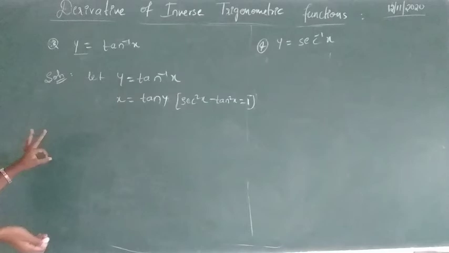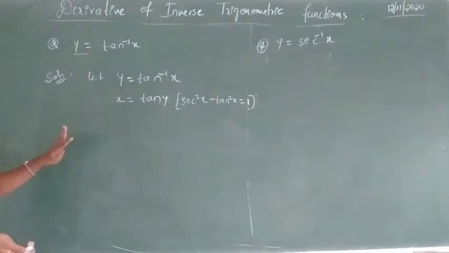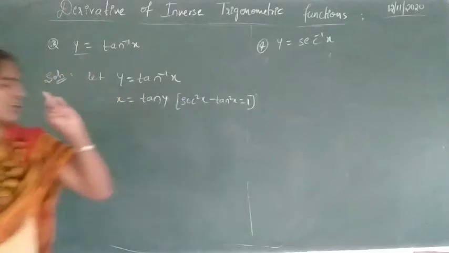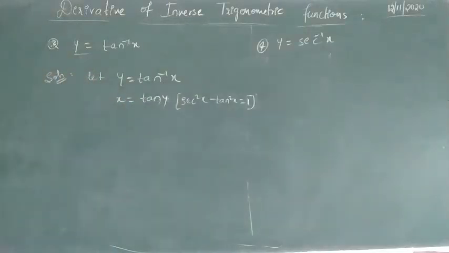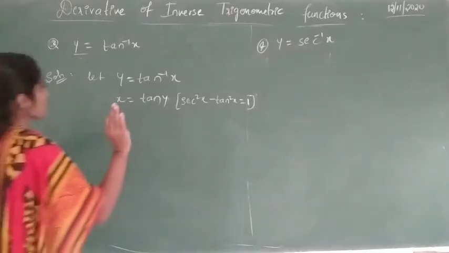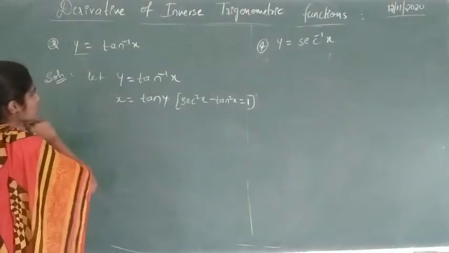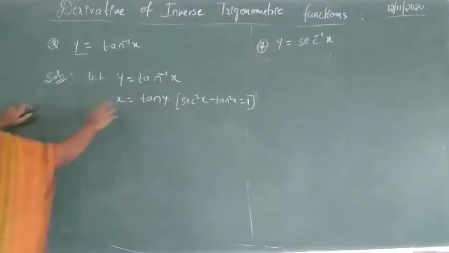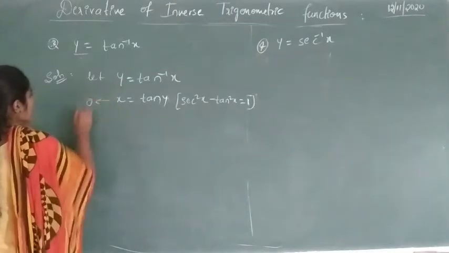So there are three trigonometric identities. Sin square theta plus cos square theta is equal to 1. Secant square theta minus tan square theta is equal to 1, and cosecant square theta minus cot square theta is equal to 1. Okay, these are the three trigonometric identities. So please do remember these things. Now this is equation 1.